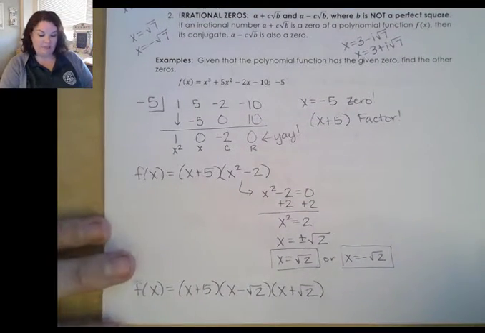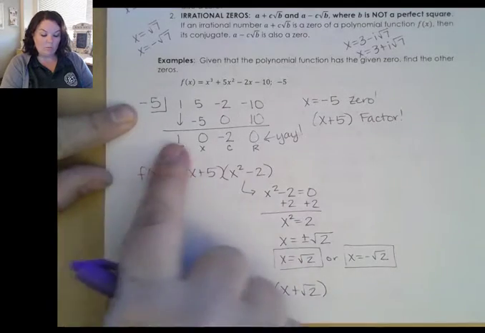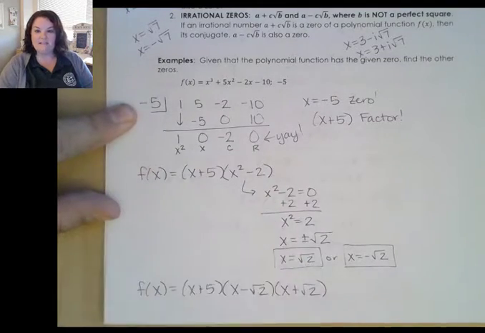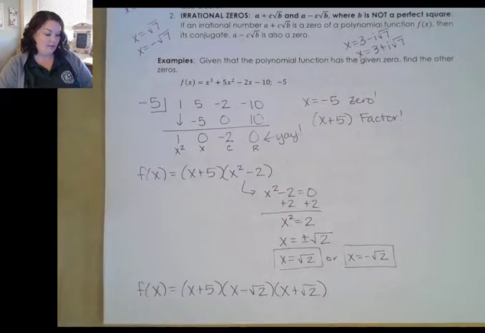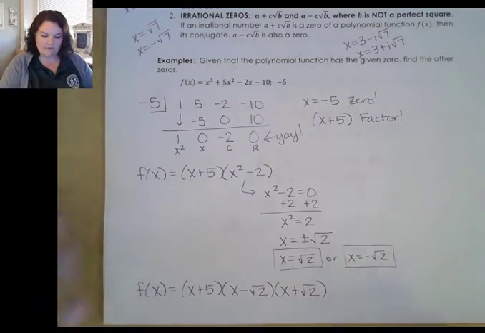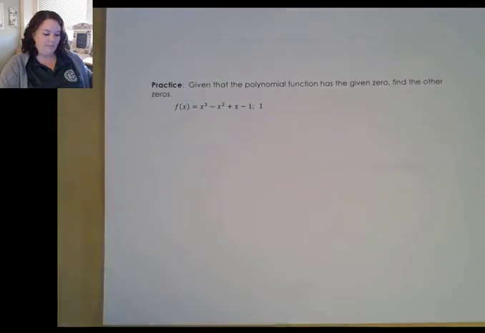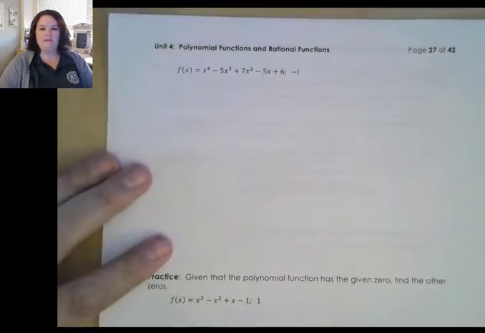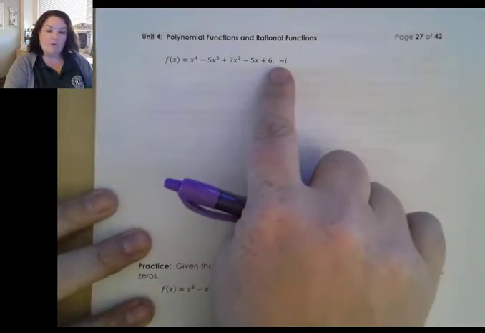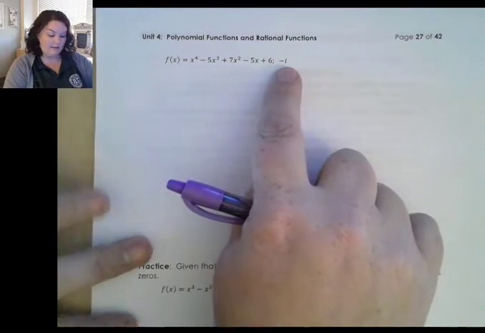So this one wasn't too bad. They give us a 0. What we're left with was something we could easily solve. I want to show you one that maybe doesn't turn out quite as pretty. Okay? So on the top of the next page, we have this one, and they give us a 0 of negative i.